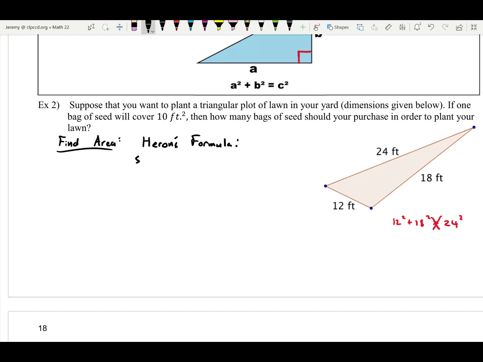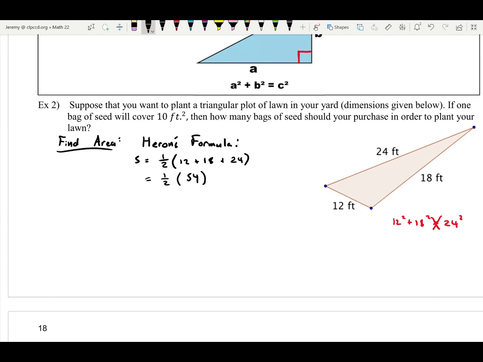And here's how we do it. So S is going to be equal to 1/2 times A plus B plus C, which in this case is 12 plus 18 plus 24. I'm not going to write out the units here. I'm just going to use the numerical values, and I know that at the end, since all these side lengths are given in terms of feet, my area is going to be feet squared, or square feet. So let's simplify this. I get 1/2 times 54.